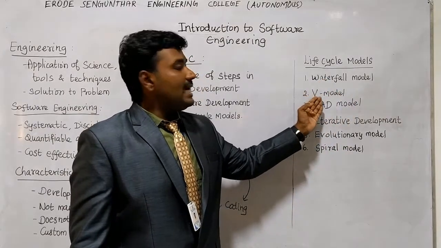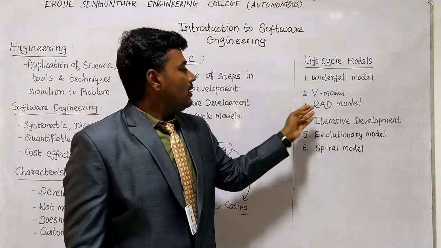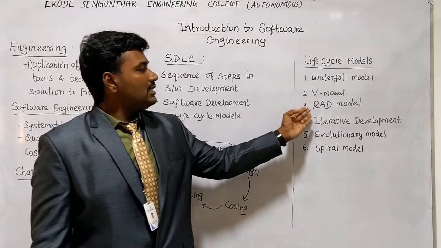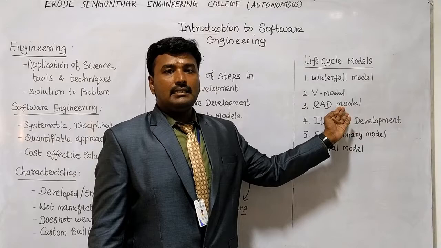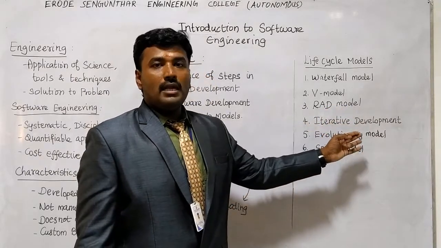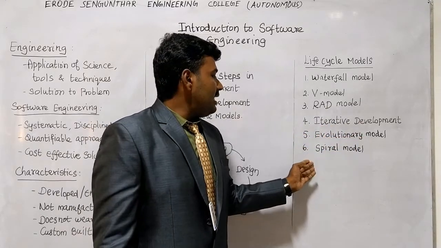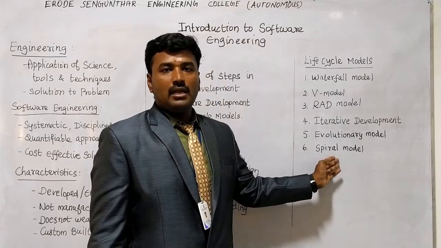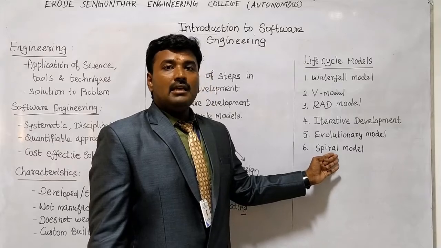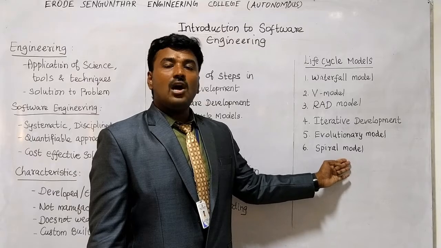The next model is called the V model, otherwise called the verification and validation model. The next one is the RAD model, the Rapid Application Development Model. The fastest mode of developing a particular software is the Rapid Application Development Model. The next one is the Iterative Development Model, and the fifth is the Evolutionary Development Model. Finally, we are going to see the Spiral Model, which was proposed by Boehm. It is a very complex model used to handle different kinds of complex projects.